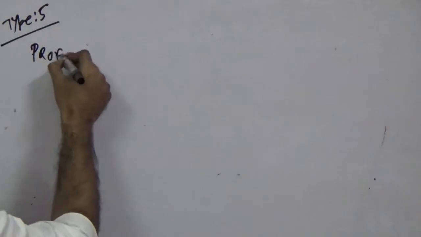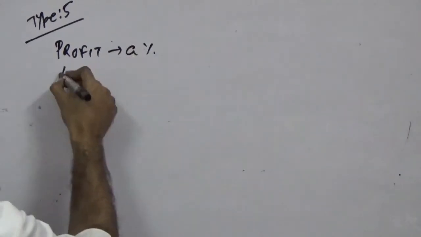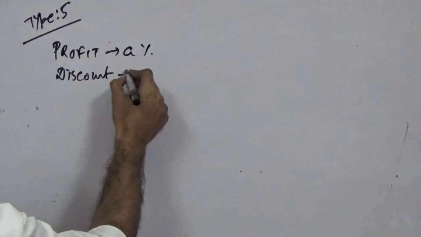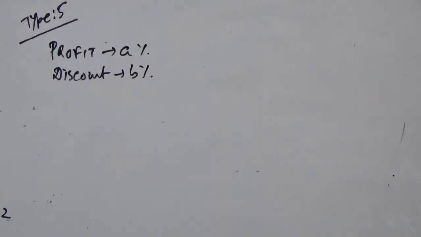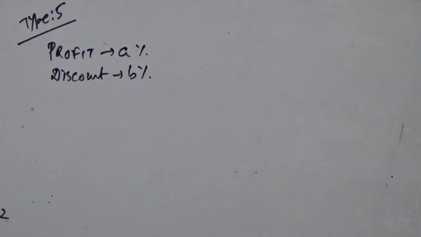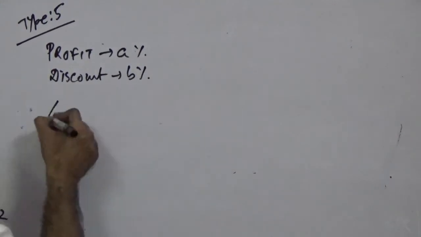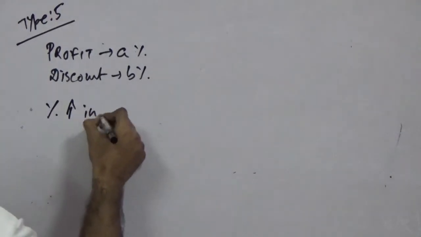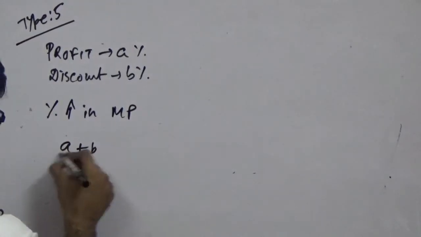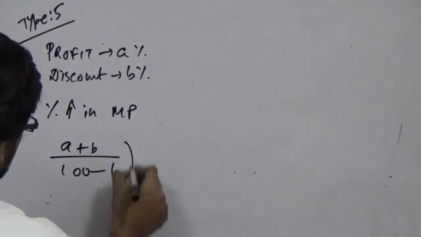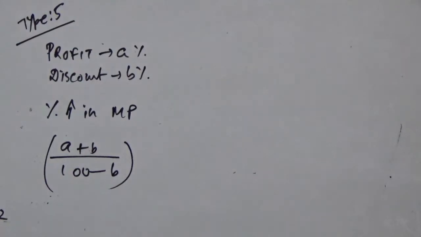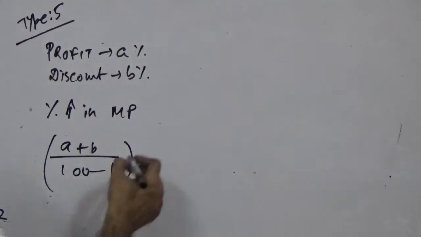Profit equals A% and discount equals B%. So he wants to make a profit of A% like the previous sum, and a discount of B%. Then in the same case, what is the percentage increase in mark price? Obviously you have to increase the mark price if you want to make more profit. So the percentage increase in mark price is (A plus B) divided by (100 minus B), whole into 100%.